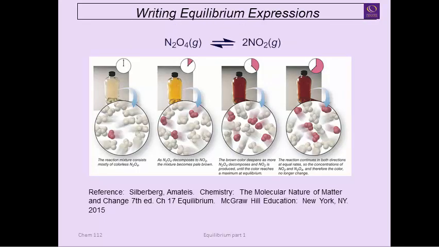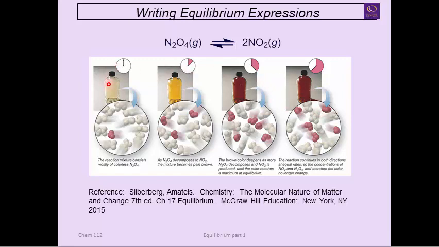So let's get started, and we're going to look at a reaction where dinitrogen tetraoxide just decomposes to two molecules of nitrogen dioxide. And the nice thing about that is that dinitrogen tetraoxide is fairly clear. So here's a picture of that in the bottle over here on your far left. And as it becomes nitrogen dioxide, it's actually a kind of dark gas.